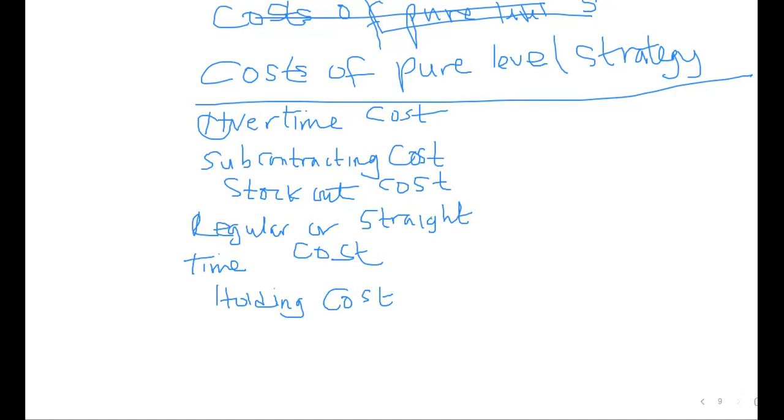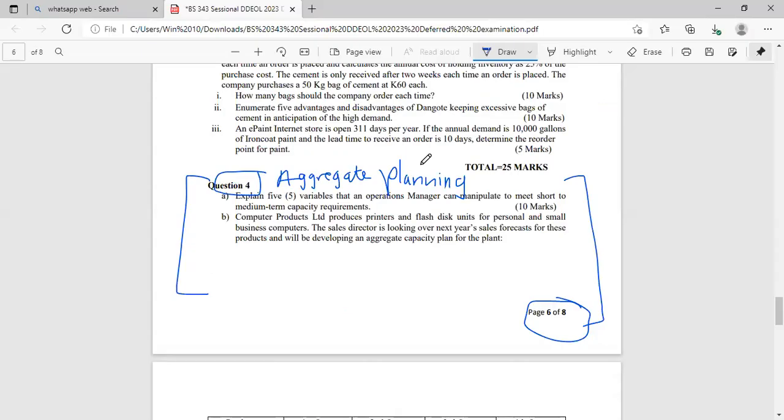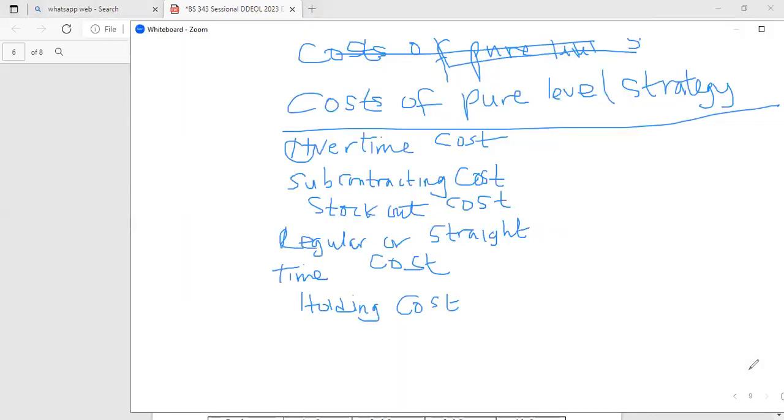So we can look at this example here where it says: explain five variables that the operation manager can manipulate to meet short-term capacity. So they can manipulate workforce. So, five variables that the manager can manipulate.